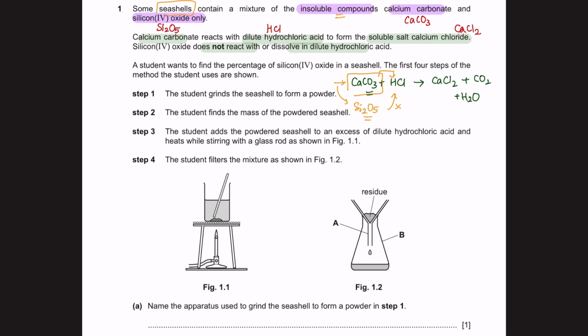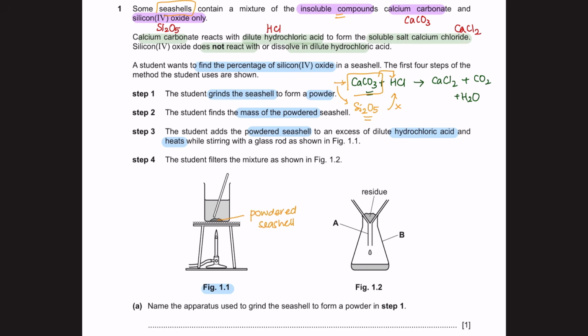Okay, a student wants to find the percentage of silicon oxide in a seashell. The first 4 steps of the method the student uses are as shown. So step 1, the student grinds the seashell to form a powder. Step 2, the student finds the mass of the powdered seashell. And then step 3, the student adds the powdered seashell to an excess of dilute hydrochloric acid and heats while stirring with a glass rod as shown in figure 1.1.